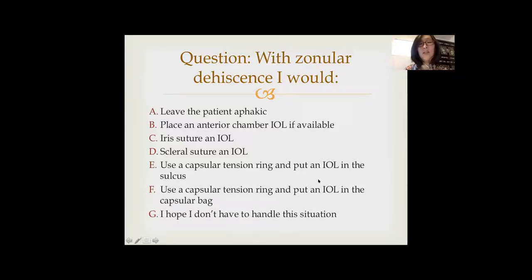Obviously we adjust according to the type of case. But I'm going to say, in the case I'm going to show you, this is what I'm going to do. Okay, so the vast majority of people are using capsular tension rings. So hopefully I have something interesting to show you then.